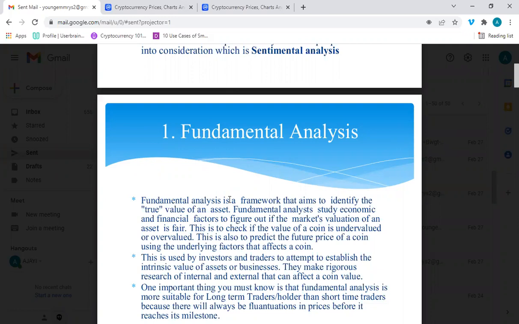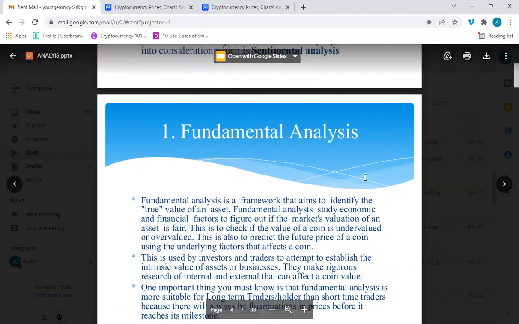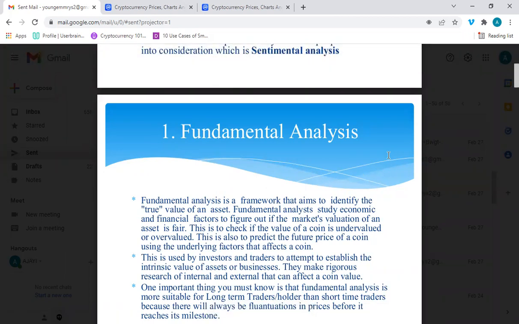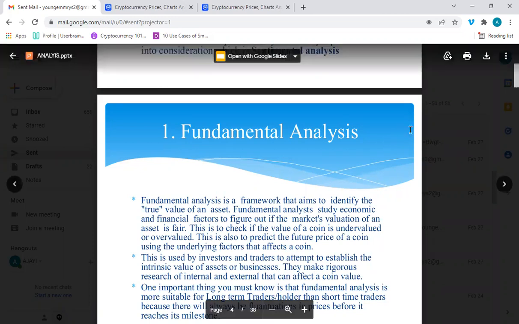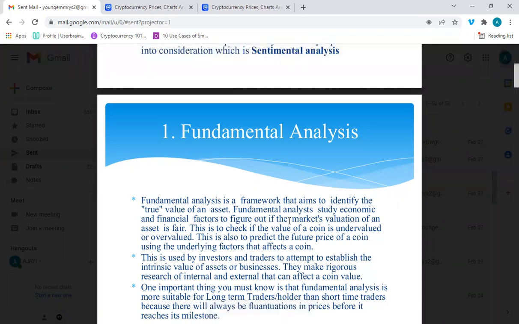or that this price is definitely higher than what it should be. For instance, I read the story of this man, CZ of Binance. He actually sold his house to buy Bitcoin. Why? Because I believe this man had already seen the fundamentals of Bitcoin. I'm very sure he is in huge profits now, and I think he's the 11th richest man, I don't know. So fundamentalists study economic and financial factors to figure out if the market valuation of an asset is fair. This is to check if the value of the coin is undervalued or overvalued, right?